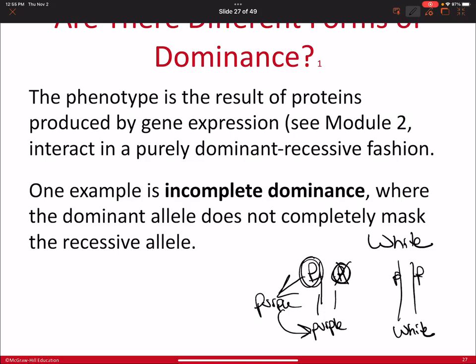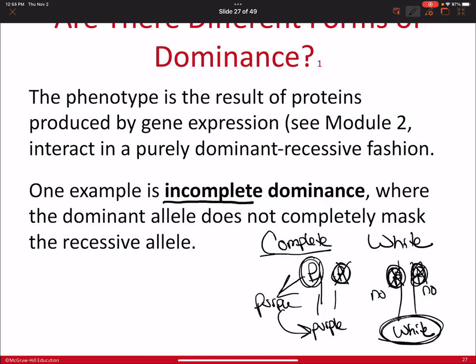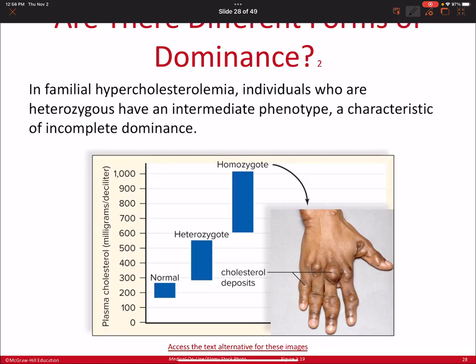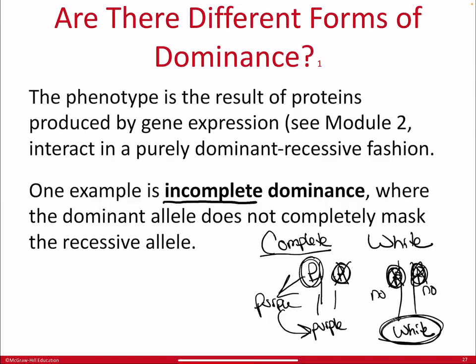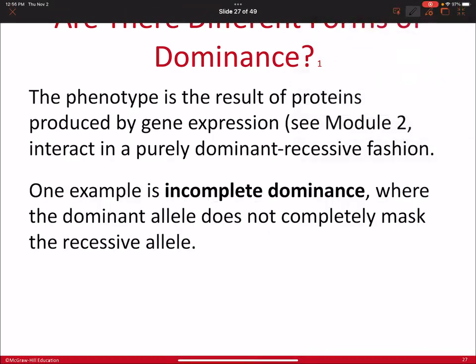Well, if this one is broken, it does nothing. This one is broken, does nothing. So therefore it gets no color and no color. So the flower color is white because this is broken. Well, in this case, that is what we would call complete dominance. But there's also incomplete dominance, where the dominant allele does not completely mask the recessive allele. Let me illustrate it without that example real quick.